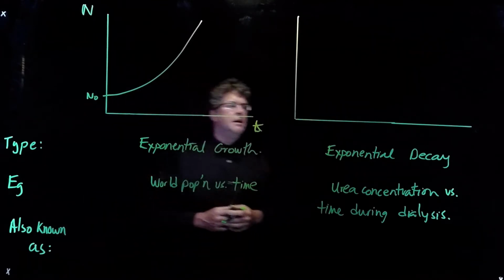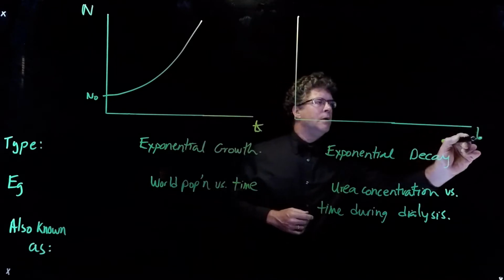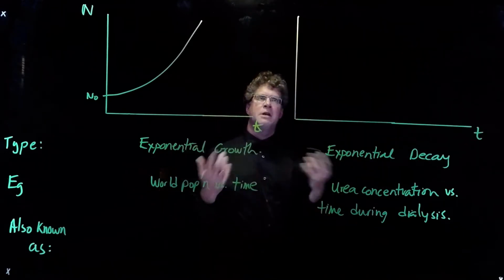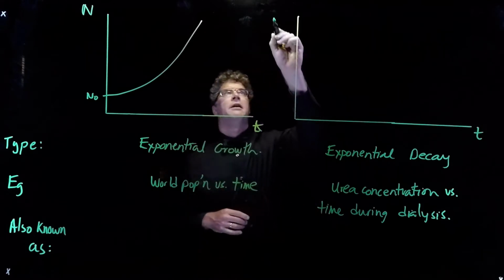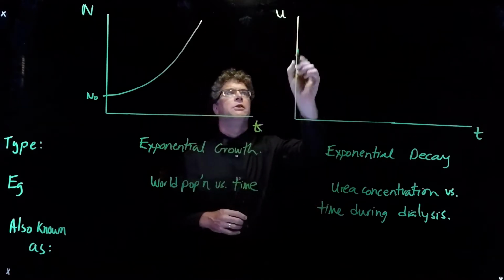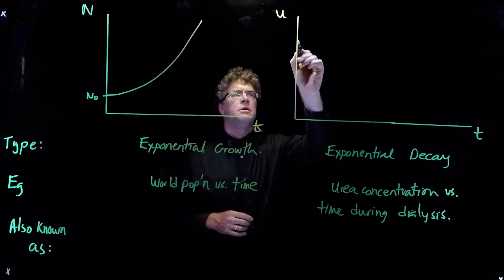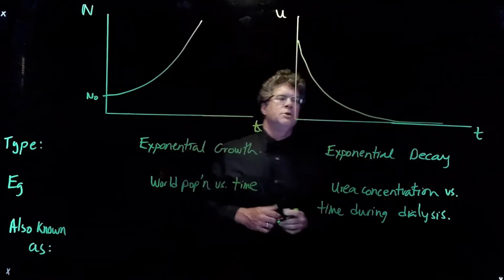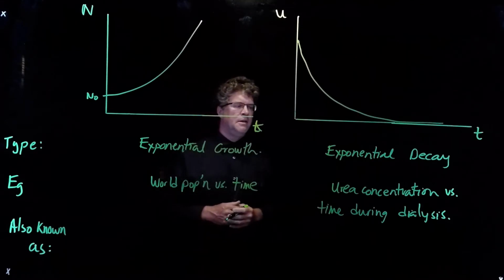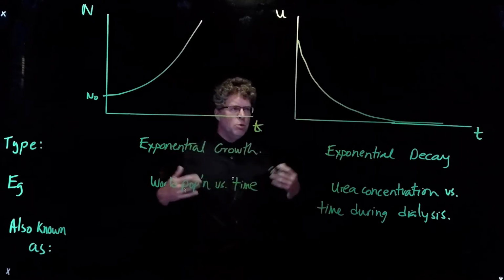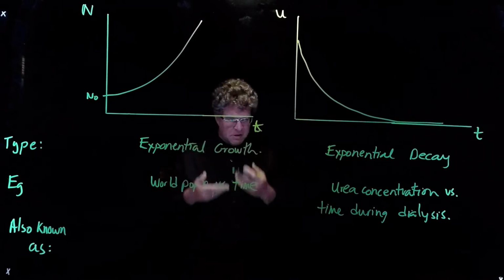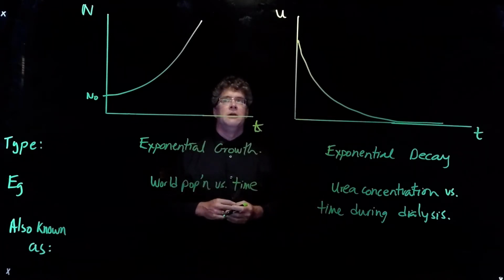Exponential decay can be describing a variety of different things. In this particular example, I want to look at the urea concentration in a patient as a function of time while the patient is undergoing dialysis. The dialysis is removing the urea, and so the model is that it goes down exponentially.